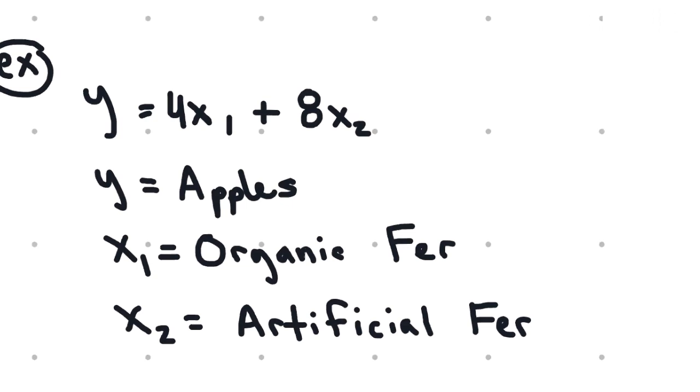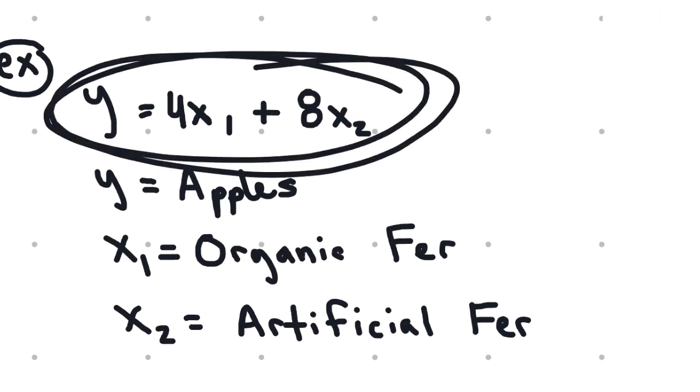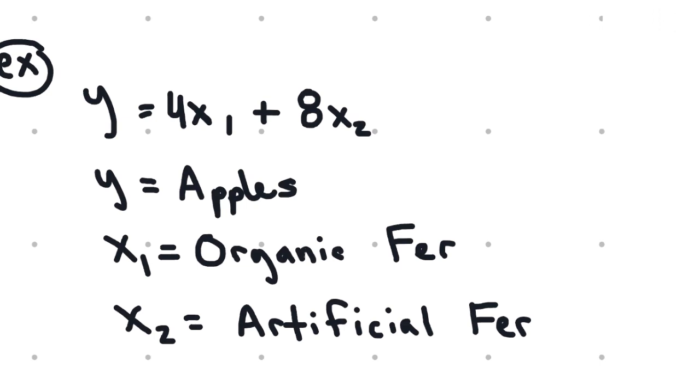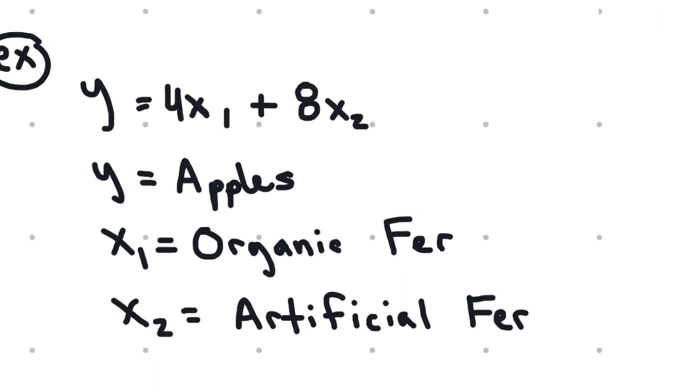So maybe just a quick example. We will often be interested in functions with two variables, y equals a function of x1 and x2. For instance, maybe y equals 4x1 plus 8x2, a very simple equation, can represent the amount of apples y a farm can produce when using different amounts of organic fertilizer, x1, and artificial fertilizer, x2. So we're not doing a problem here. It's actually an incredibly easy demonstration.